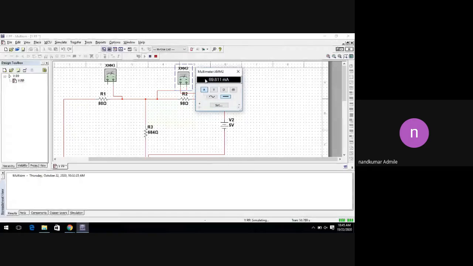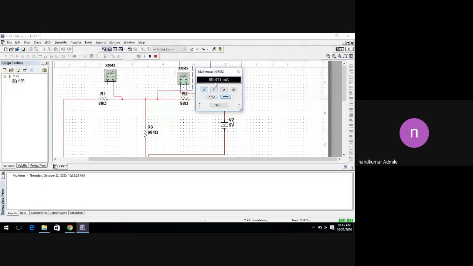69.811. Okay, so note down the value of current I2 as 69.811 milliampere. We know the value of V1 and V2. The value of V1 is 5 volt and the value of V2 is also 5 volt, right?